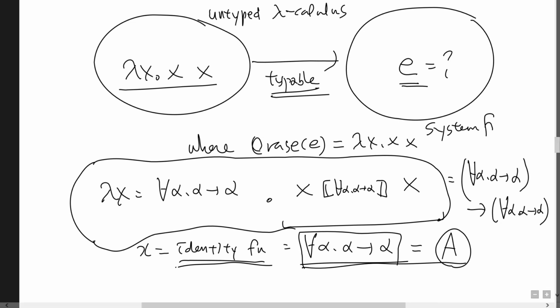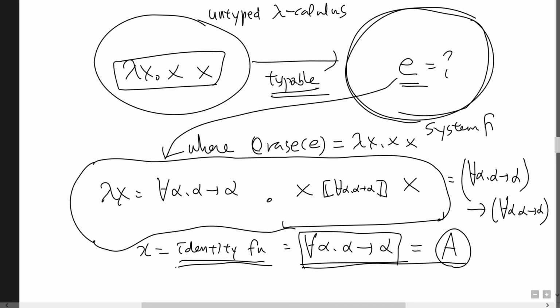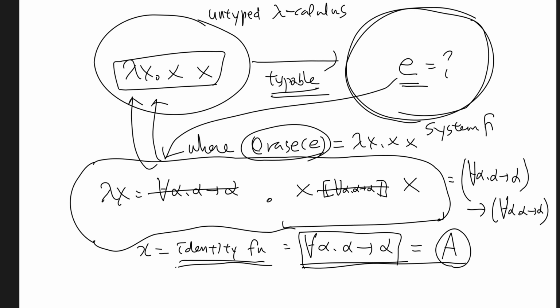Starting with this expression in untyped lambda calculus, we have discovered a corresponding expression in System F, which is this one. And if you erase the type information, you get back this one. If you erase this one and this one, you get back the original expression. So this is an example of a type reconstruction. We successfully managed to convert an expression in untyped lambda calculus to a System F expression.